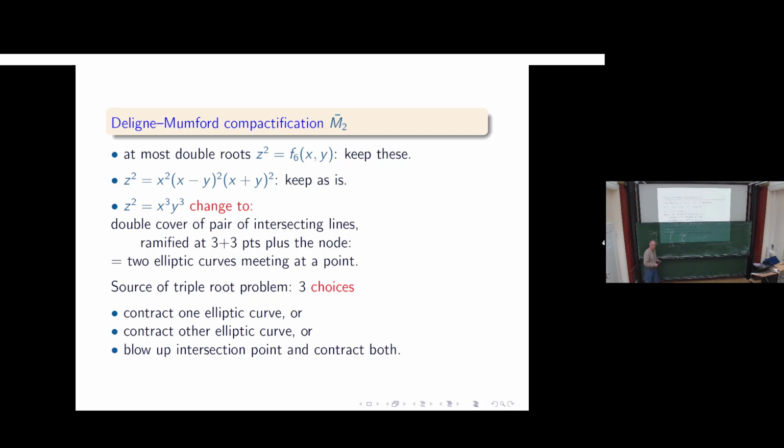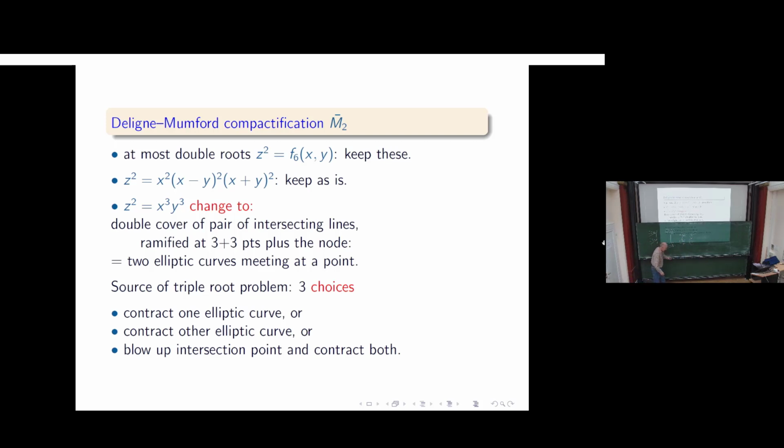Okay? And then if you take the double cover, of course you have to ramify here, here, and here, but on a P1 you need to ramify 4 points, so then you need to ramify here. And then the same here, so that means that you end up with two elliptic curves meeting at just 1 point transversally. So this is their answer.